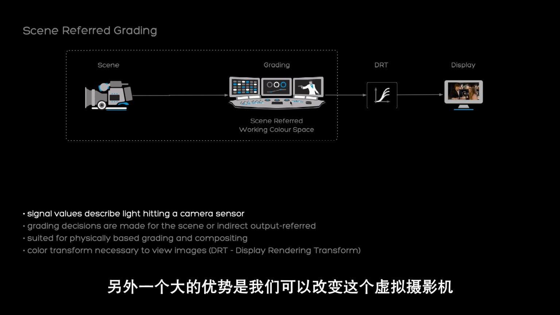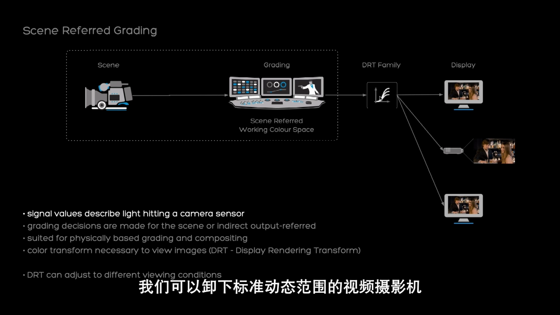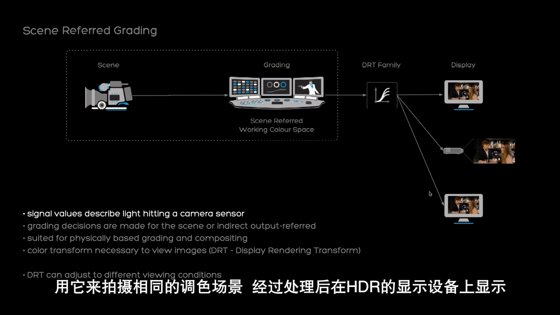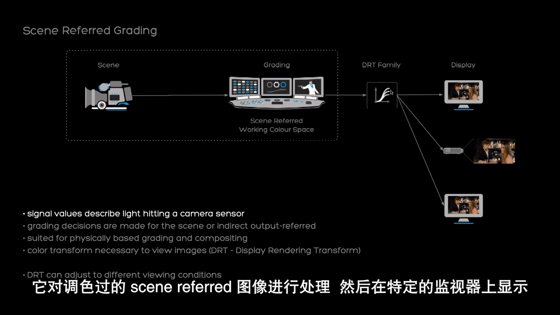And another big advantage is that we can exchange our virtual camera here. So we can take out our standard dynamic range video camera and we can put in, let's call it an HDR camera, and can then shoot the same graded scene and process it for an HDR display, for example. And this is what the DRT family is doing. It processes the graded scene referred image for a given output display.